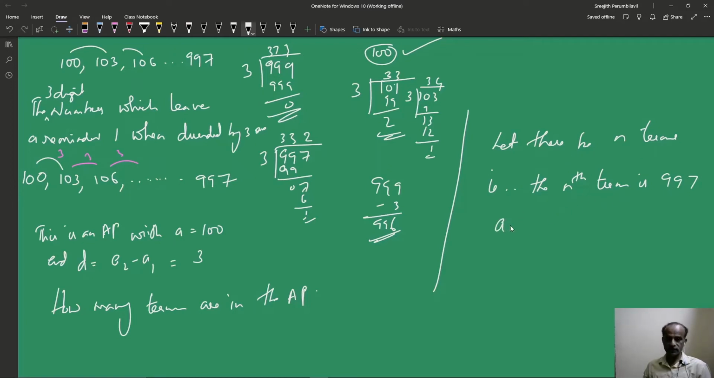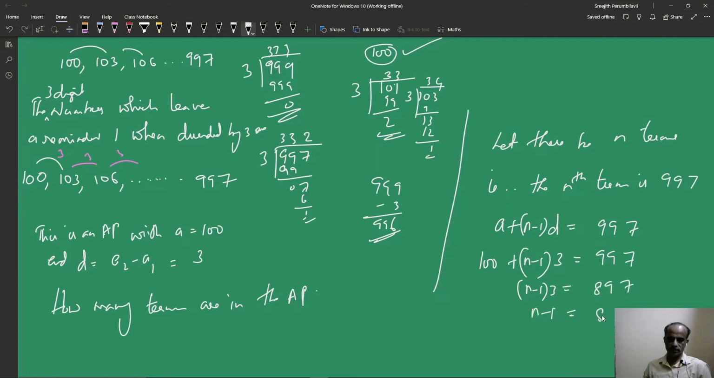Nth term of AP, that means what is the formula? A plus n minus 1 into D is equal to 997. A is 100 plus n minus 1 into 3 is equal to 997. N minus 1 into 3 is equal to 897. N minus 1 is equal to 897 divided by 3. 3 8s are 24, 3 9s 27, again 3 9s 27, so 299. Therefore, n minus 1 is equal to 299. N is equal to 299 plus 1, that is equal to 300.